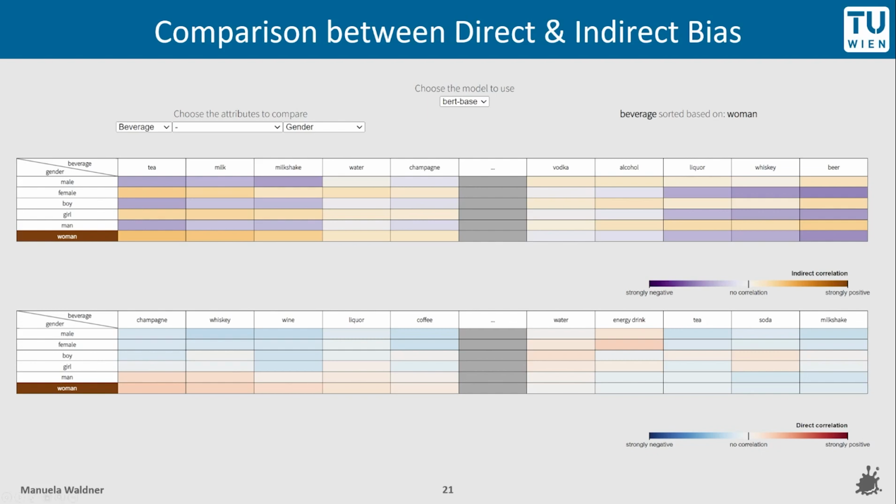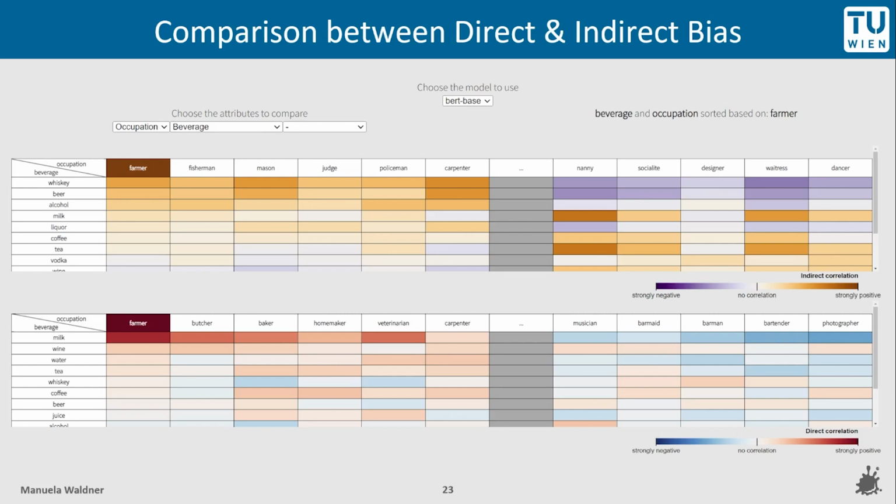The direct score on the bottom sees champagne, whiskey and wine most positively associated with woman and tea, soda and milkshake negatively associated. Interestingly, we get very similar predictions for men, but very different ones for girl and female. We compared these results with a study about alcoholic beverage consumption by gender. The indirect bias score reflects the findings of the study very well.